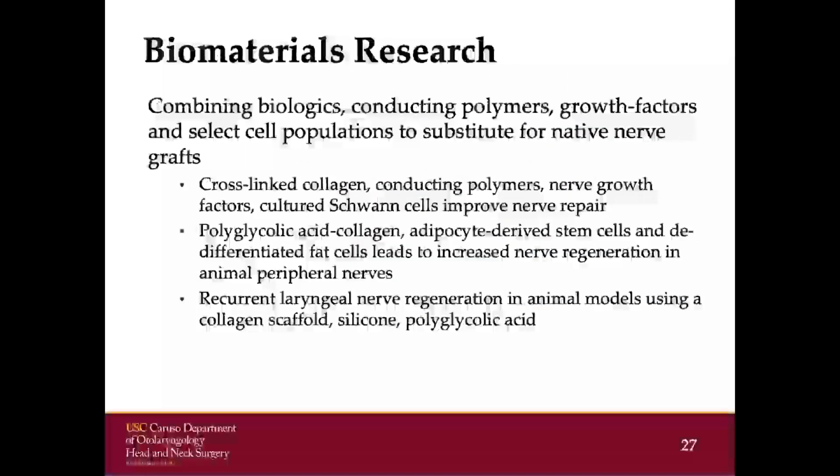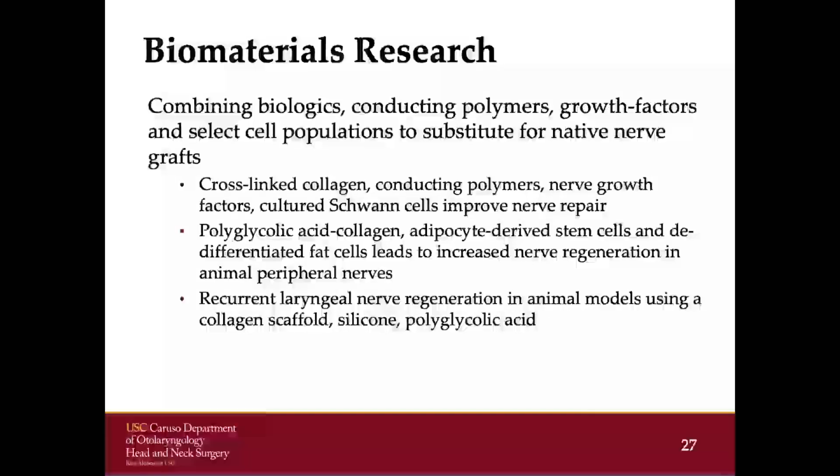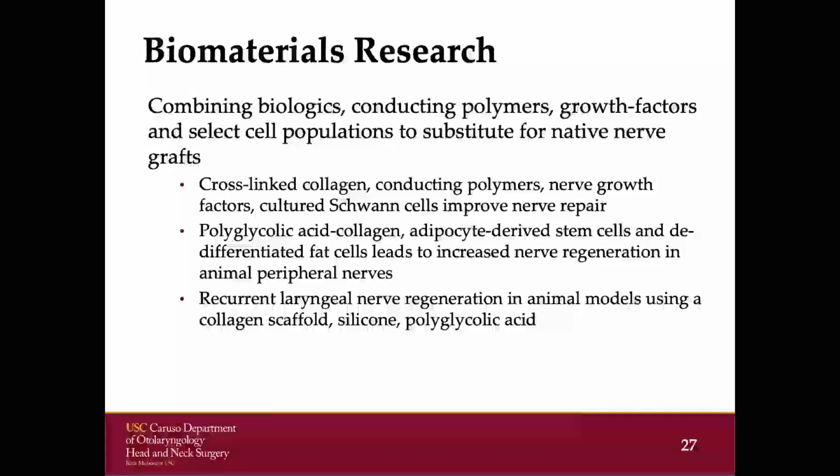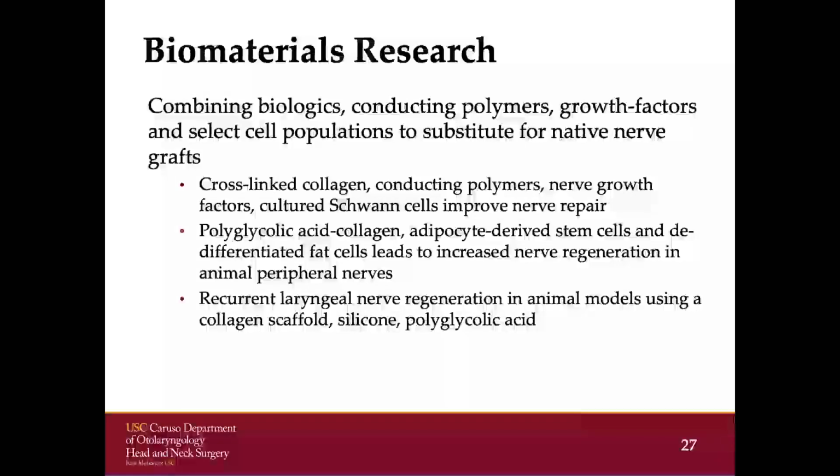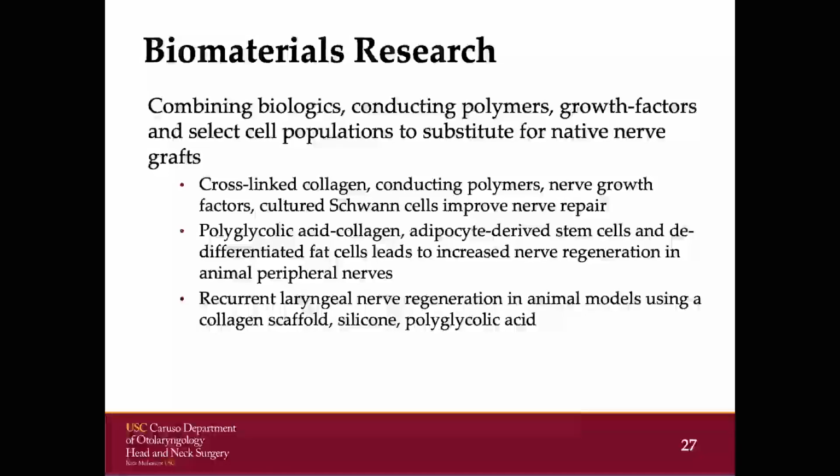In terms of biomaterials research, a common theme that I came across in the literature is the combination of multiple biomaterials to enhance nerve regeneration. Basically, I found several studies where there's a combination of biologics, some sort of polymer that conducts electricity, growth factors, and then select cell populations to induce nerve growth. So in some studies, I found use of cross-linked collagen, the polymers that I talked about, nerve growth factors, and cultured Schwann cells.